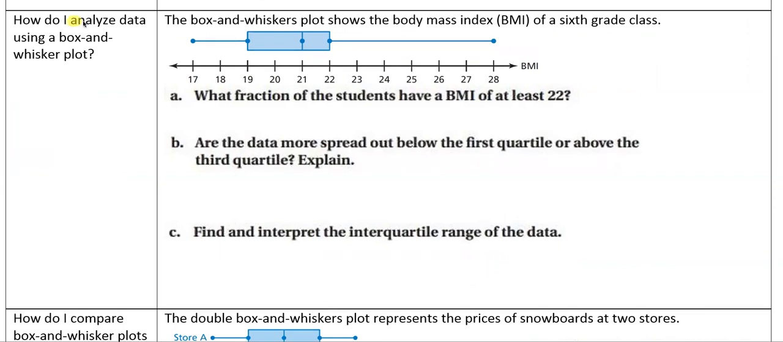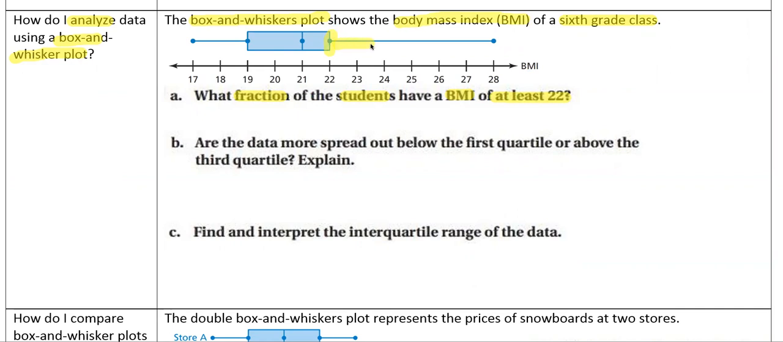How do I analyze data using a box and whisker plot? The box and whisker plot shows the body mass index. Ooh, now we're getting exciting. Shout out to our PE department of a 6th grade class. What fraction of the students have a BMI, body mass index, of at least 22? Okay, at least 22. That means 22 or above.